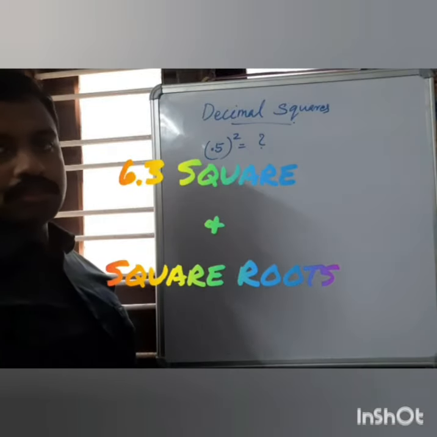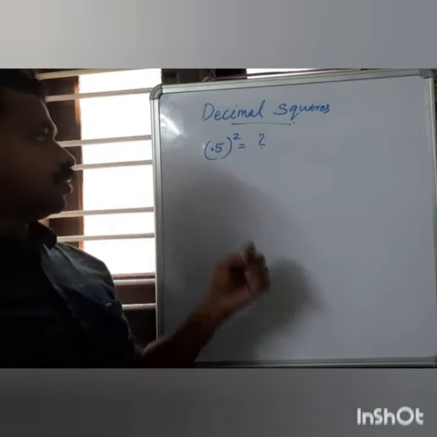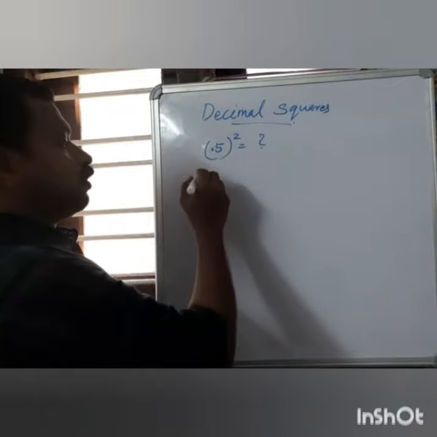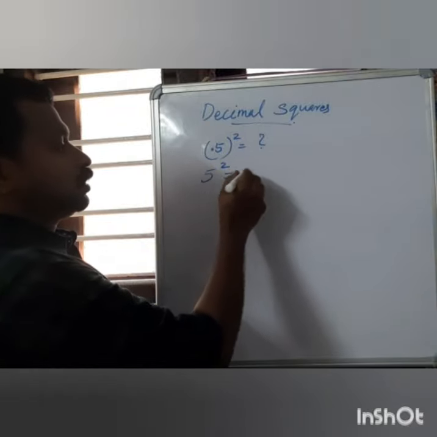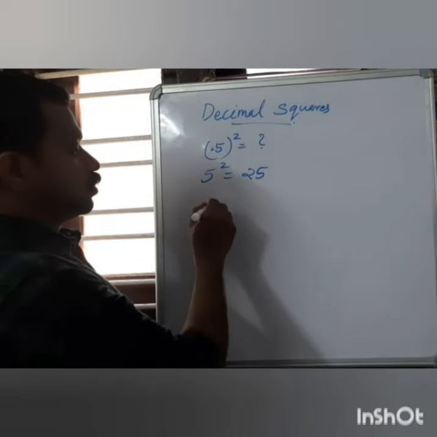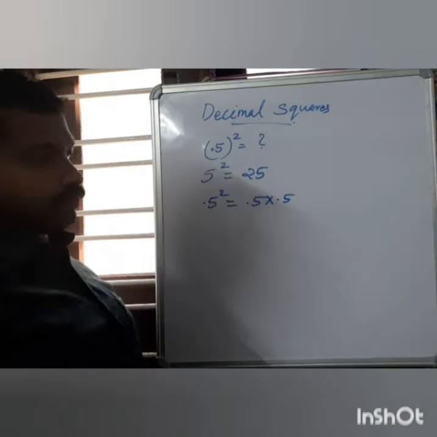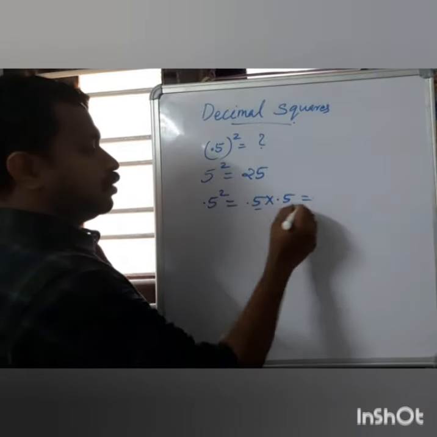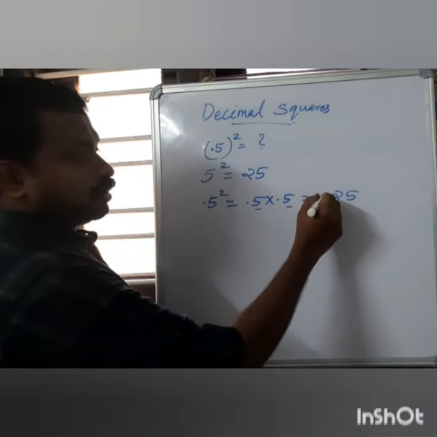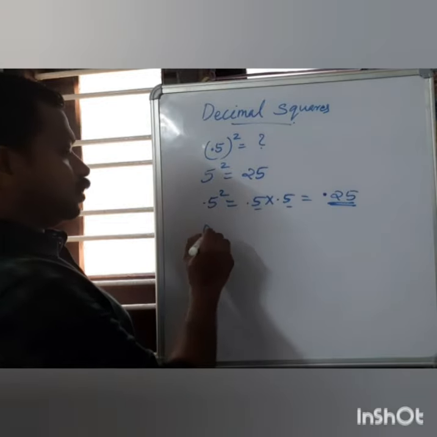Decimal squares are what we are studying today. So 0.5 square. How will you find out the square of 0.5? What is the square of 5? 5 square is 25. So 0.5 square means 0.5 into 0.5. Here 5 into 5 is 25. Here how many decimals? 2 decimals. So it is 0.25.